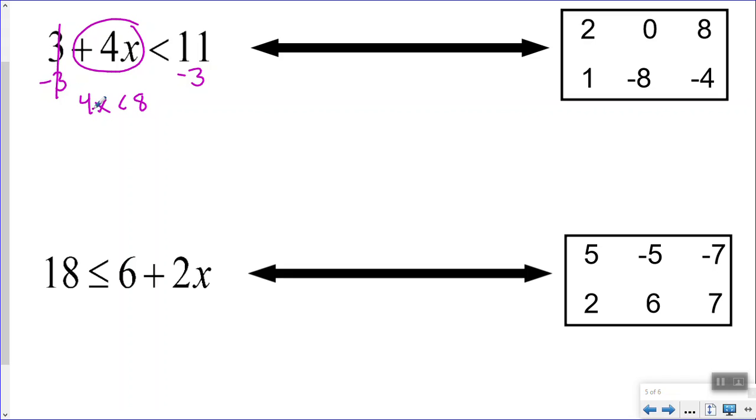Now I see multiplication, 4 times x. We undo that with division by 4 on both sides. I'm dividing by positive 4, so my inequality symbol stays the same. We end up with x is less than 2.